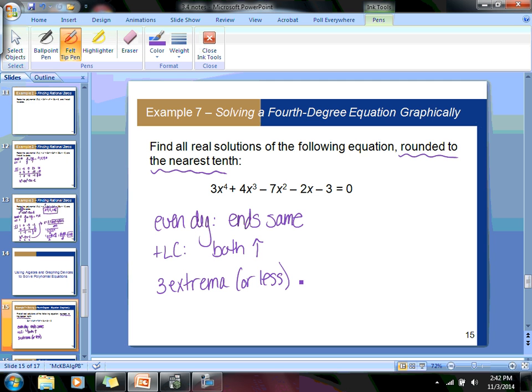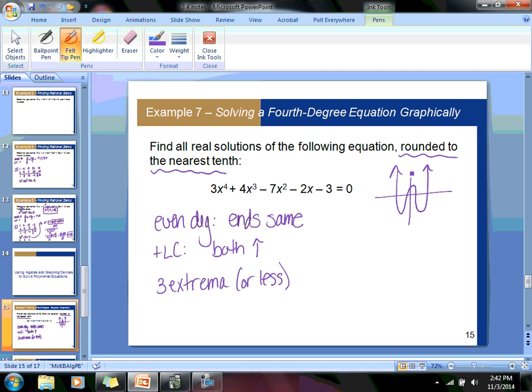So at the most, I could have 2 minimums and a maximum, or 2 maximums and a minimum. But if I was trying to graph this, let me draw it up here. Both ends have to be going up, and I have to have 3 extrema. That means I have to have 3 little bumps. So I'd have to start up, and I'd have 1 bump, and then another bump, and then another bump. So the graph might look something like that. Okay? That's if I have 3 extrema. Now it could look different if I had 2 or just 1 maximum or minimum.